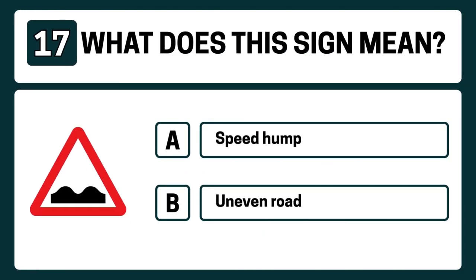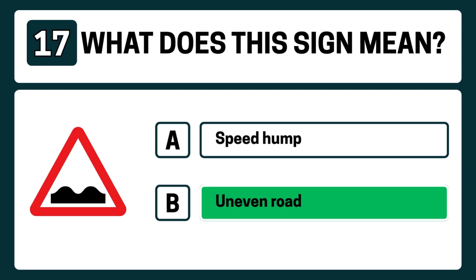What does this sign mean? Speed hump or uneven road? Good thinking. The uneven road sign warns of uneven road surface ahead.